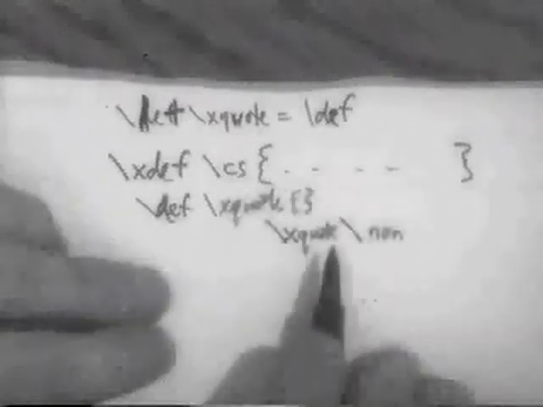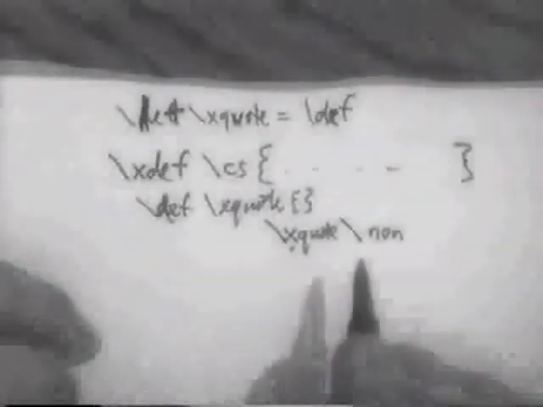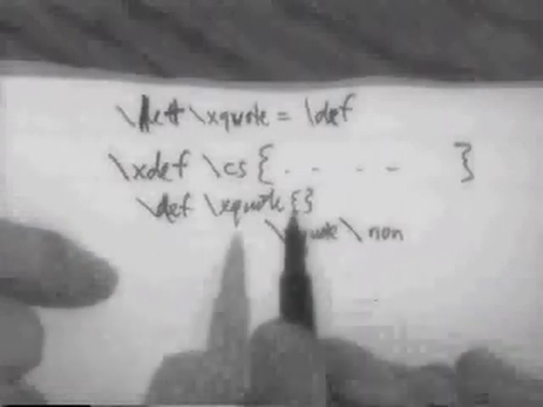Then after the \xdef has taken place, you can define \xquote to be null. Its effect will go away when you actually read this, because it'll get expanded to null, and I think it'll work okay. Now, the other solution is, if you don't understand even the problem, then don't worry about it. I'm not going to dwell on this for long.